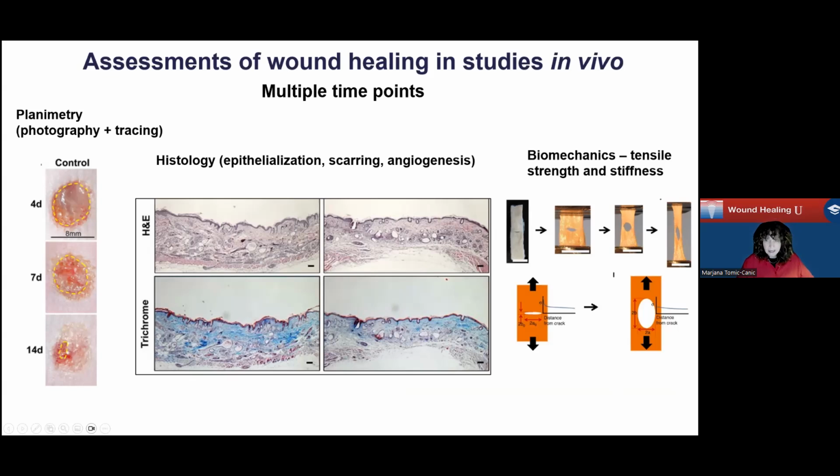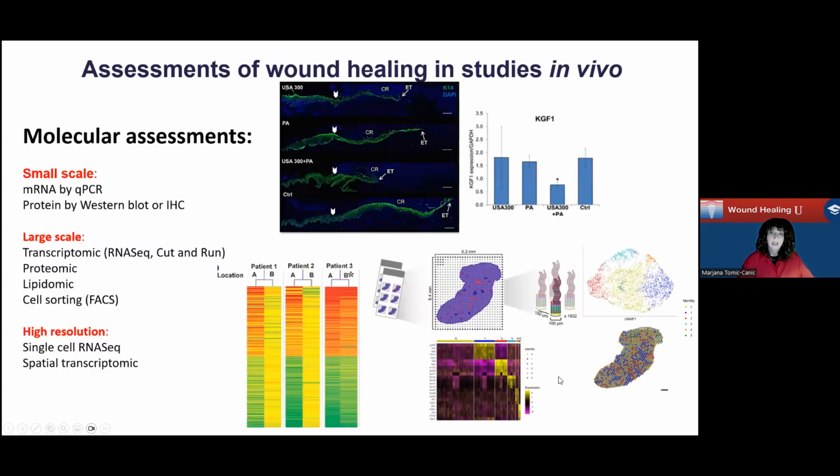And of course, biomechanical aspects, where we can test tensile strength and stiffness and so forth in terms of biomechanical properties of these healed wounds in animal models. And of course, these molecular assessments. So this was just the basic elements, but now we are going into more complex ones. There are, on a small scale, molecular assessments that can be done by different immunostaining, different kinds of testing in terms of, for example, Western protein levels, RNA, specific targeted RNA elements.